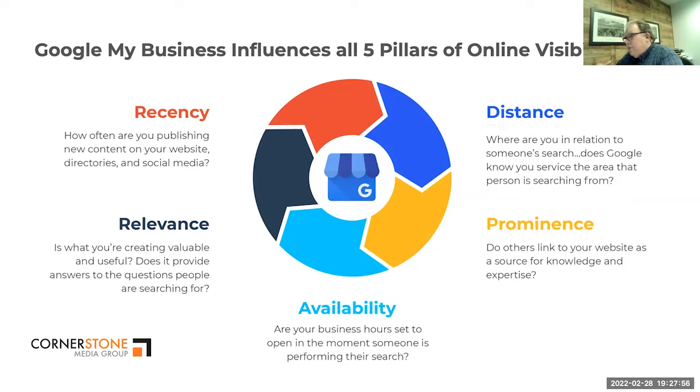Prominence is really kind of interesting. Is your site being considered as a source for great information and for resources? Availability. Do people actually know when your store or your business is open or closed, and whether you work evenings or not? That's what Google Business really helps people identify. So you're there when they're searching and looking for you.